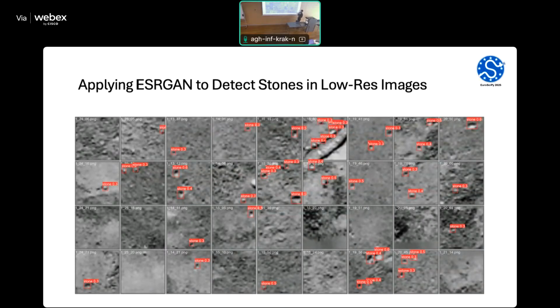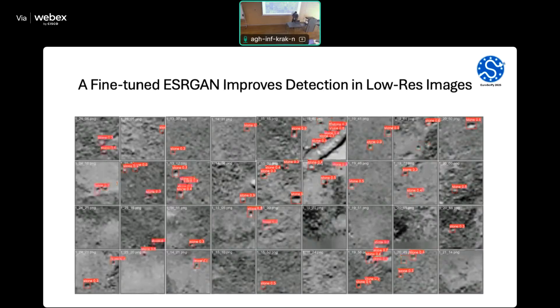Essentially, we applied some super resolution methods, the Enhanced Super-Resolution Generative Adversarial Networks. We took it off the shelf, trained it on some high resolution data and tried to apply it on this decimated, low resolution, noisy image. And you see it doesn't work really well. So we fine-tuned it.